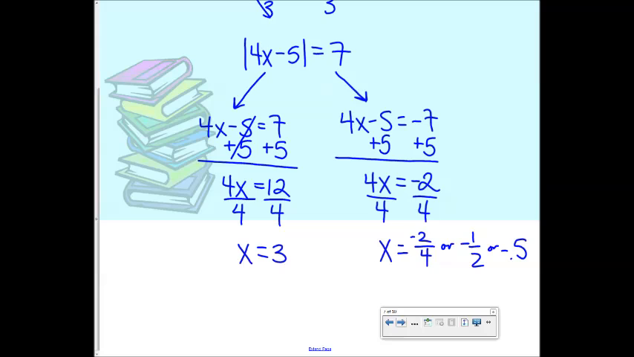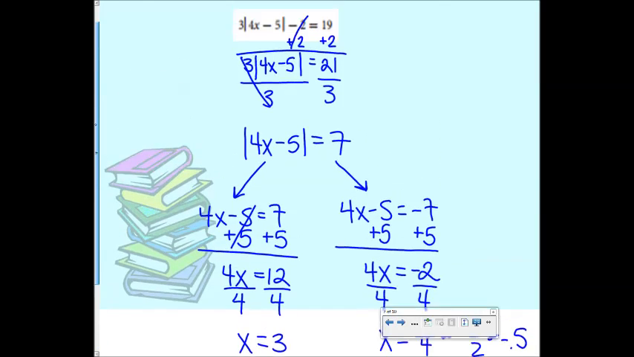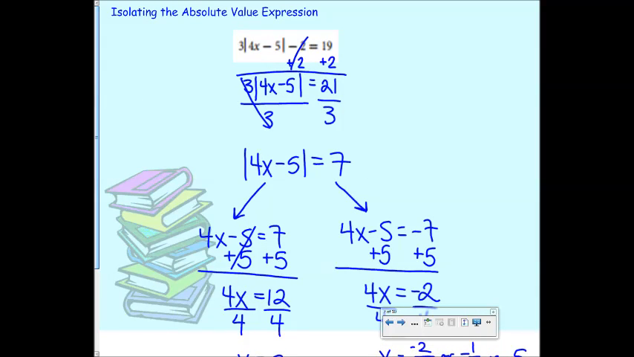How can you check this? The way that we can check this is to go back and plug it in, but we want to plug it in at the very beginning. So we would go back and plug 3 in at the very beginning, and then we go back and plug negative 1/2 in at the very beginning. So 3 or negative 1/2.